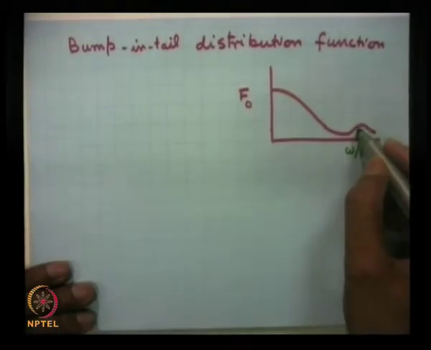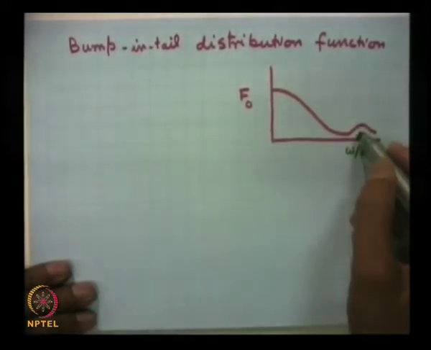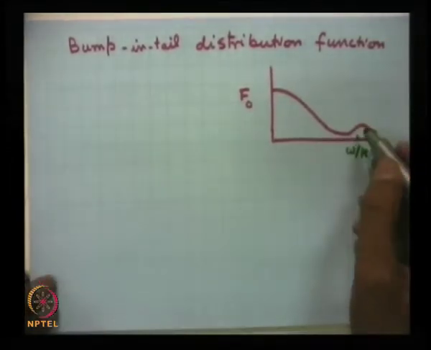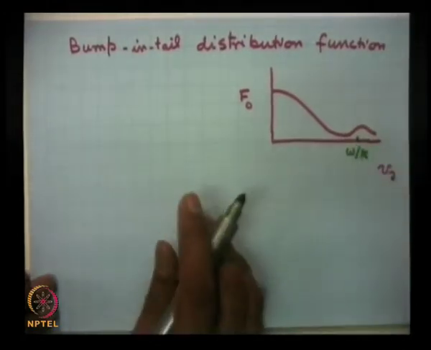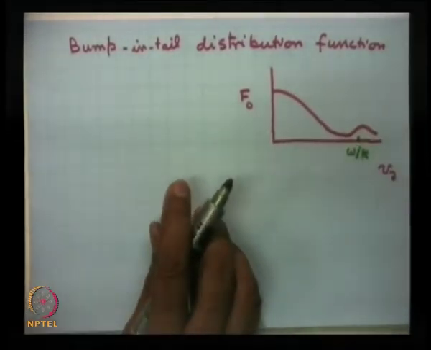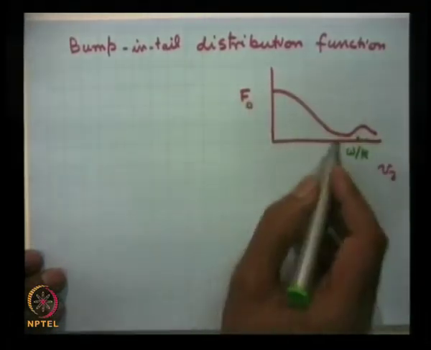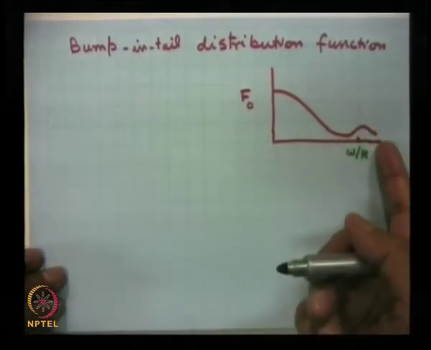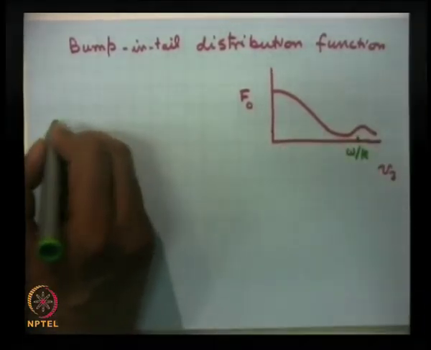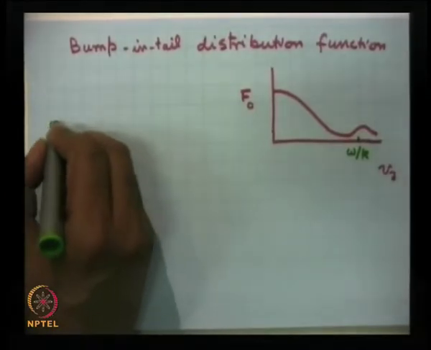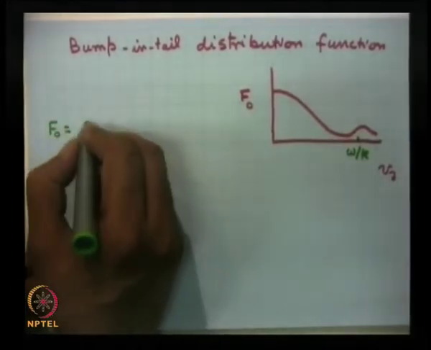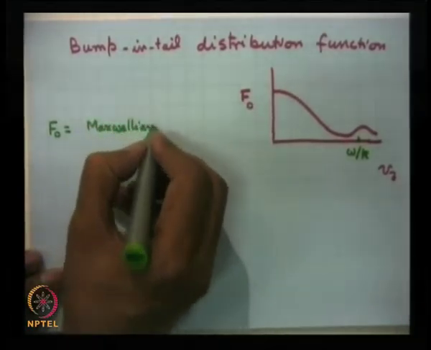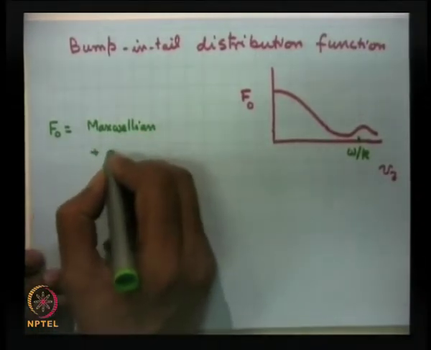Because here the number of particles moving faster than omega by k are more and the particles moving slower than omega by k are less. So, more particles are moving faster than the wave and they will give energy to the wave, so the wave will grow. This kind of distribution you can easily write down as a sum of a Maxwellian distribution and a drifting Maxwellian distribution. So, I can write F0 is equal to Maxwellian distribution plus drifting Maxwellian.